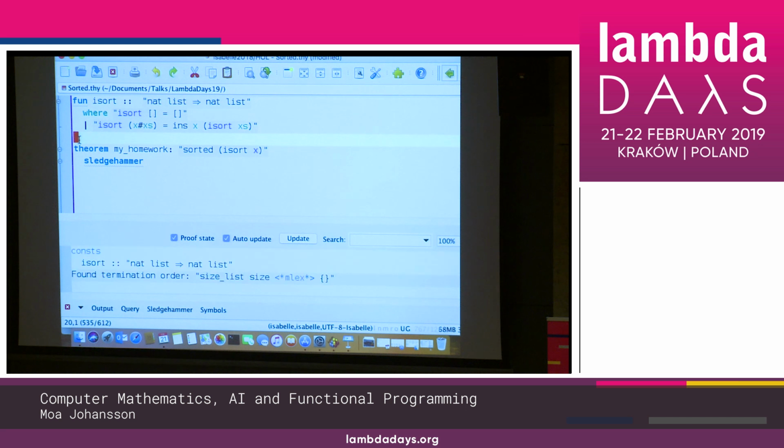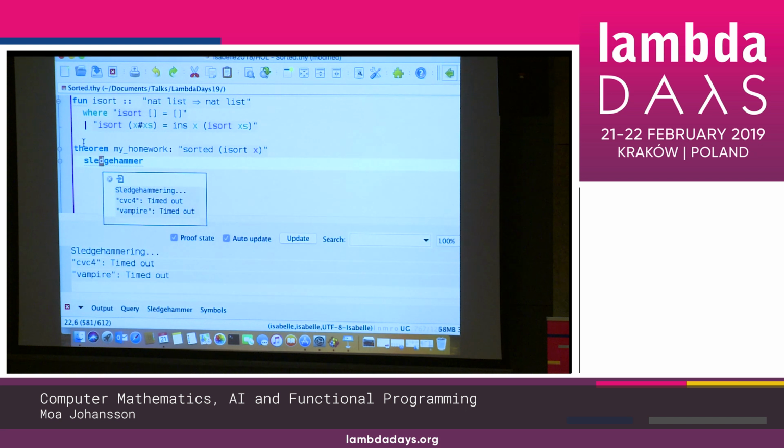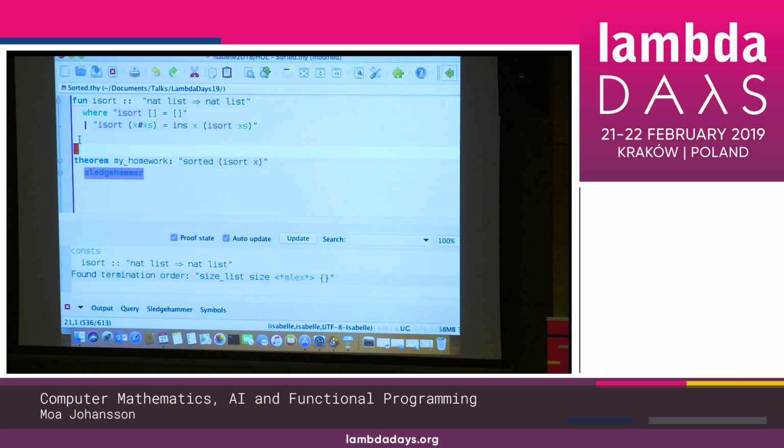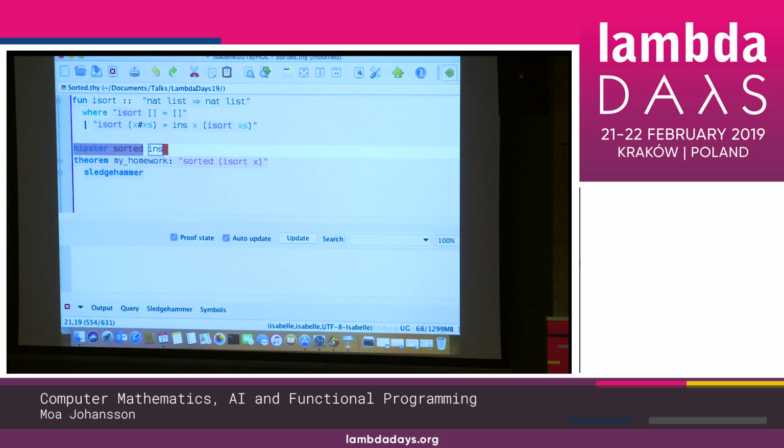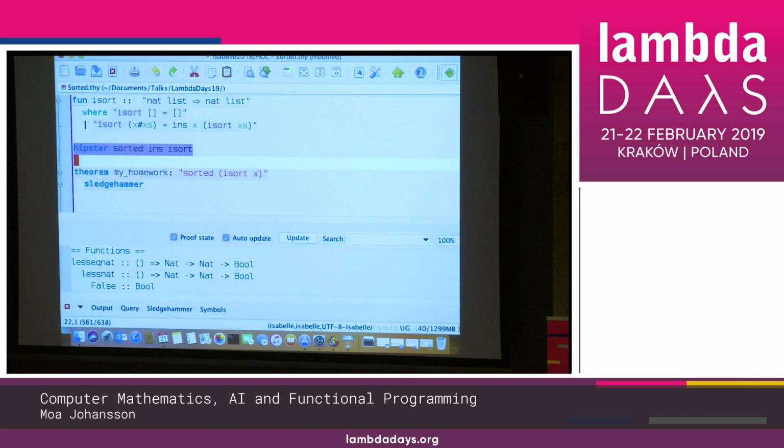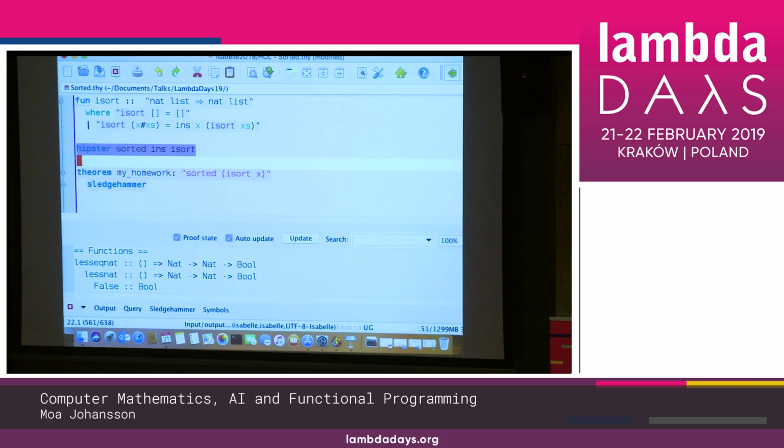Right. This is rubbish. I mean, 50 or 60 years of theorem proving, and they can't even do my homework. Well, let's call Hipster. We're going to give it sorted, insert and isort. Okay, so now this is going to take about two to three minutes. In the meantime, let me tell you what happens behind the scenes.